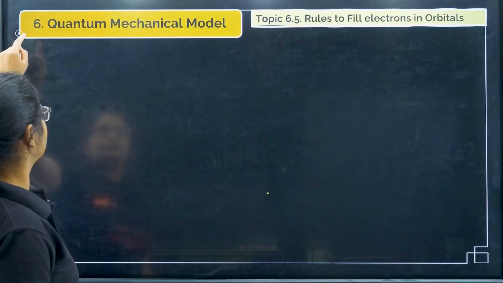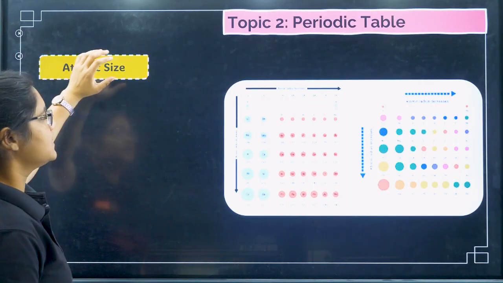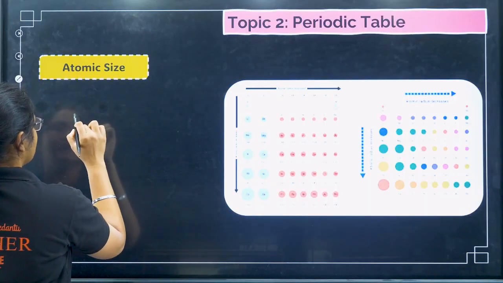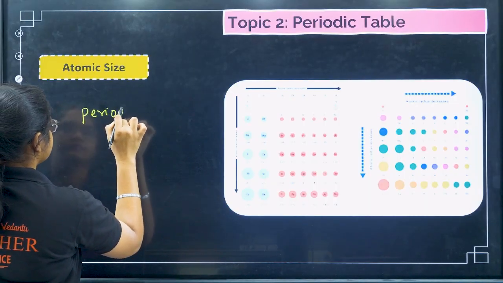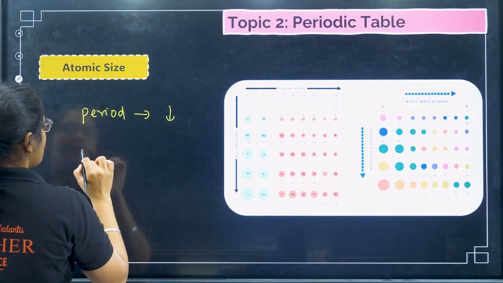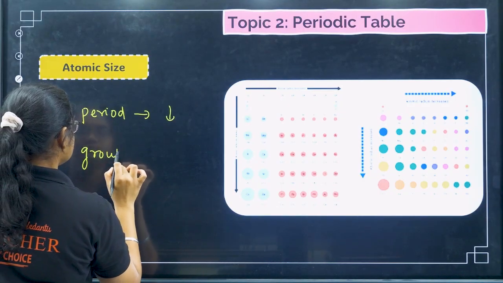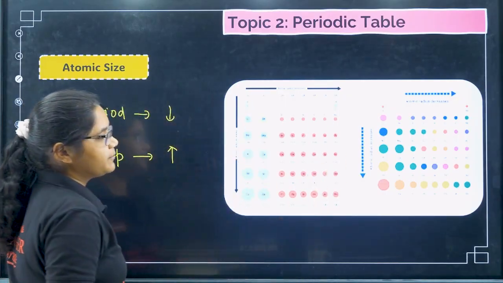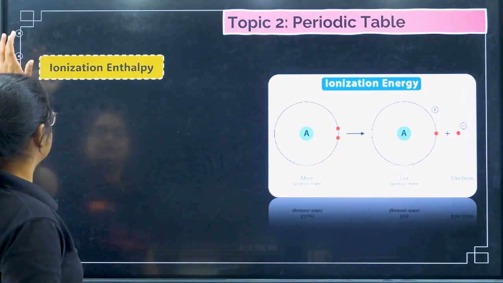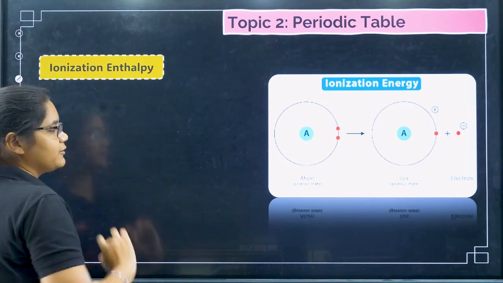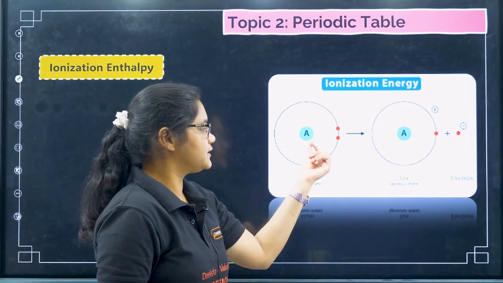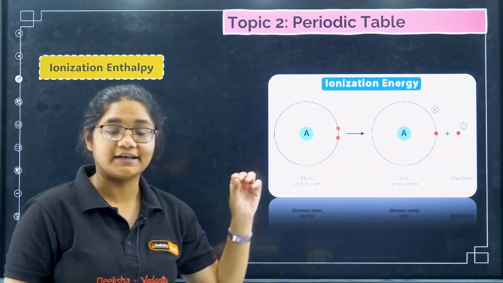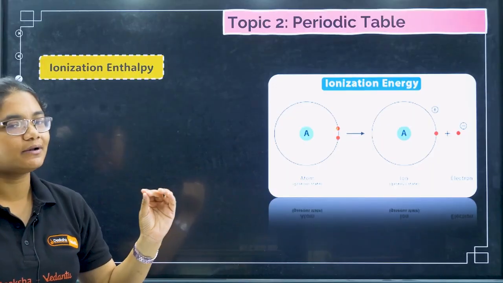Next thing which I am going to tell about is the periodic table, and some trends you should be knowing. Atomic size: along the period it decreases, and down the group it increases. You can see here, down the group it is increasing, along the period it is decreasing. Next is ionization enthalpy. What is ionization enthalpy? The energy that is required to remove one electron from the valence shell. To remove one electron, how much energy is required? That is called your ionization energy.